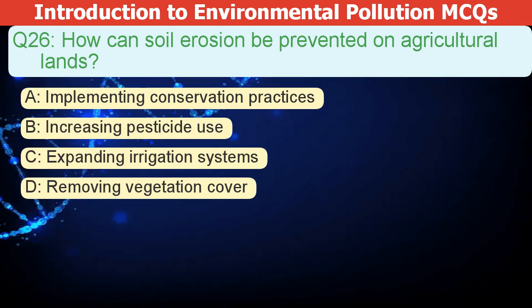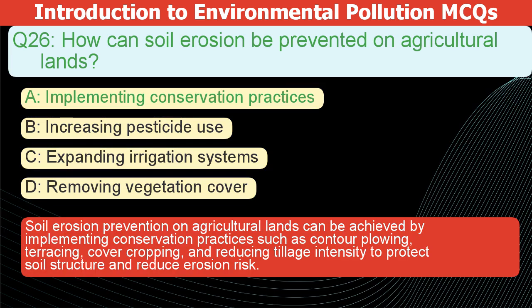How can soil erosion be prevented on agricultural lands? A. Implementing conservation practices. B. Increasing pesticide use. C. Expanding irrigation systems. D. Removing vegetation cover. The correct answer is A. Soil erosion prevention on agricultural lands can be achieved by implementing conservation practices such as contour plowing, terracing, cover cropping, and reducing tillage intensity to protect soil structure and reduce erosion risk.